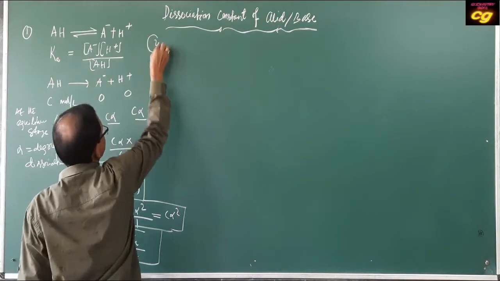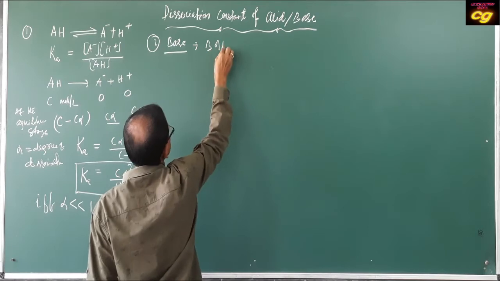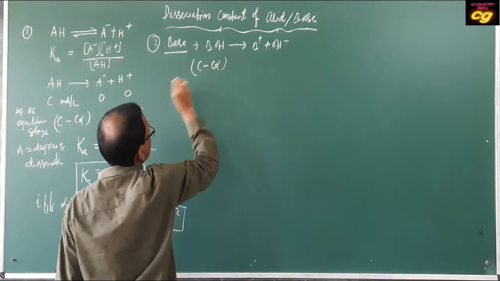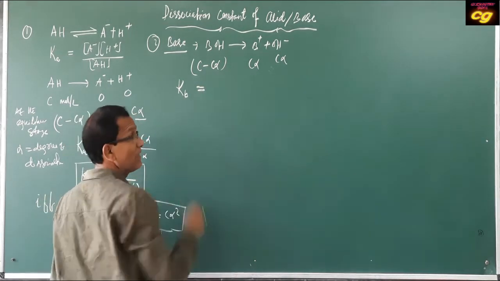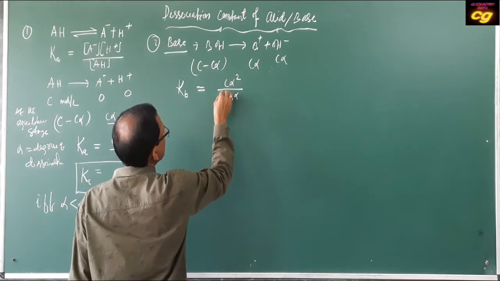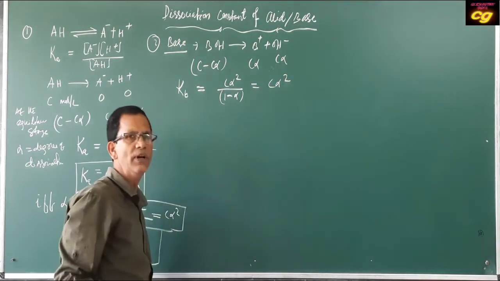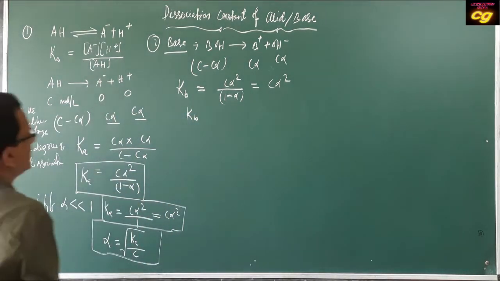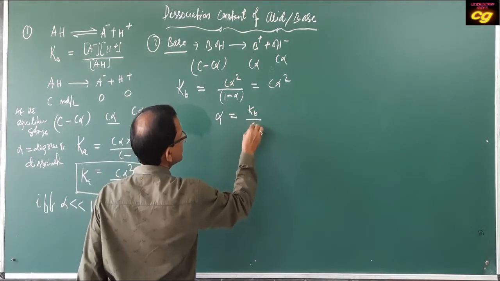Similarly, if you take a base, suppose BOH, on dissociation it produces B plus and OH minus, same at the equilibrium state. The dissociation constant of the base, that is Kb, for a monoacidic base will be C alpha square by 1 minus alpha. The same result will come, and this will be equal to C alpha square when alpha is very small compared to 1. Then alpha is equal to the square root of Kb by C.